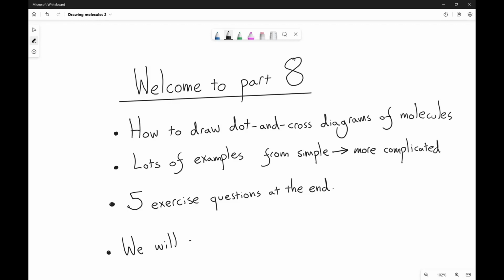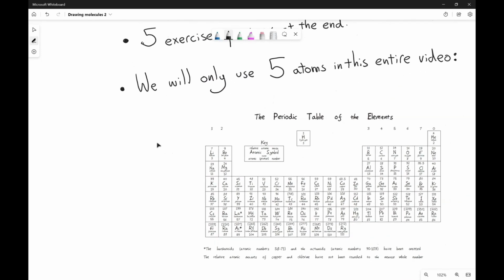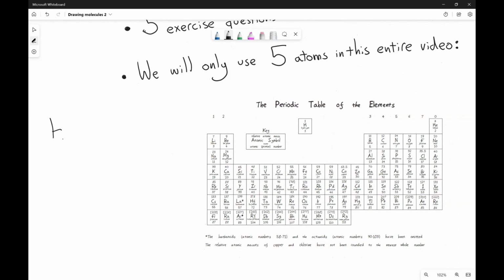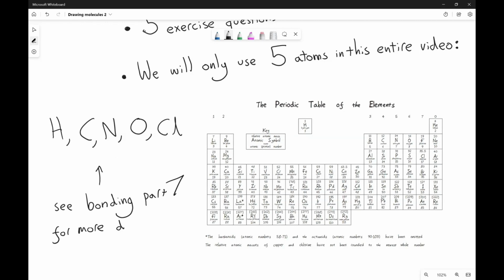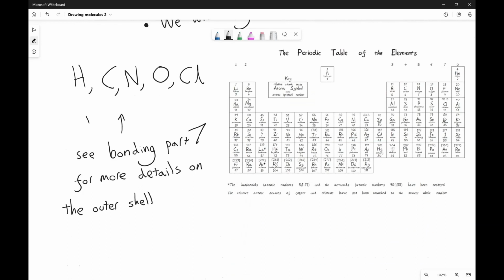And during this entire video, I'm only going to use 5 atoms, which are hydrogen, carbon, nitrogen, oxygen, chlorine. And please have a look at my bonding part 7 videos for more details of exactly how I drew their electron configurations, the outer shell electron configurations even.